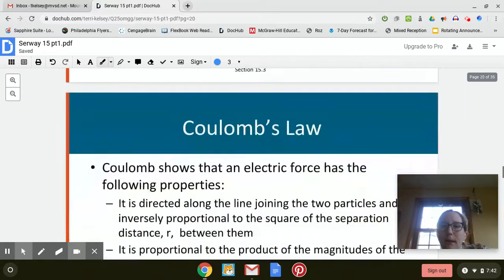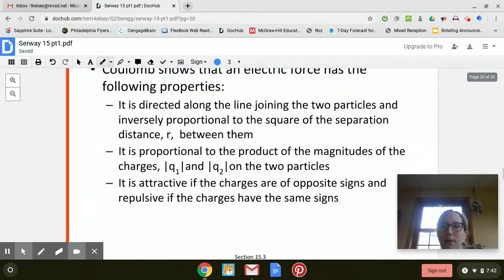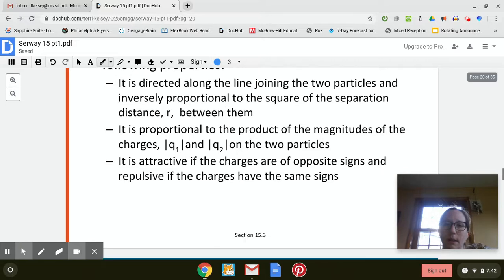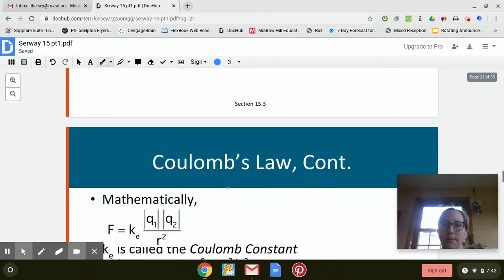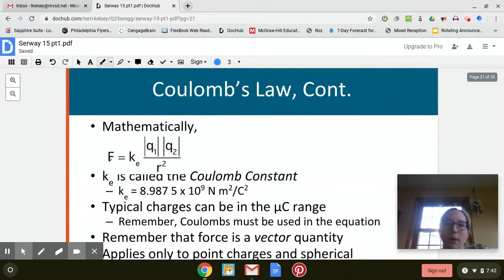He has a law named after him. It's an inverse square law, very similar to Newton's law of gravity, except this time we're talking about charge. Notice that in his equation we use the absolute value of the two charges, because you need to figure out direction based on their charge and the situation. So we have Coulomb's law.